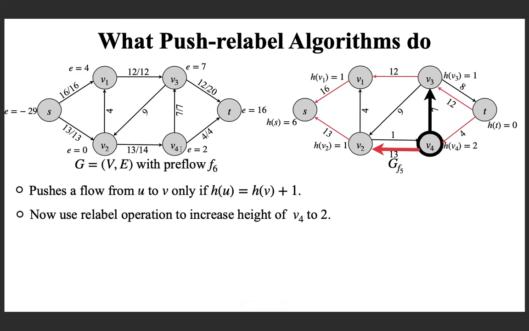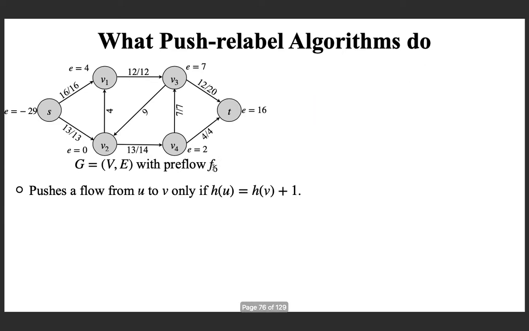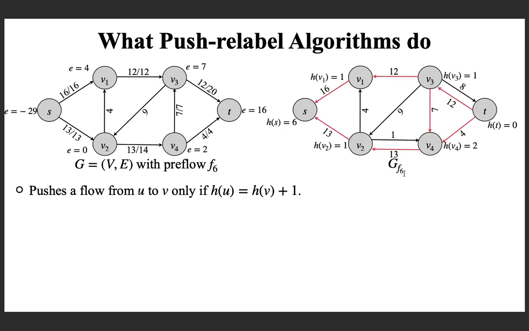So 9 excess flow was here. Now 7 is discharged or pushed along this conduit, and this flow is F6. Look at it. Come up with the residual network induced by F6. It is what you are having here.